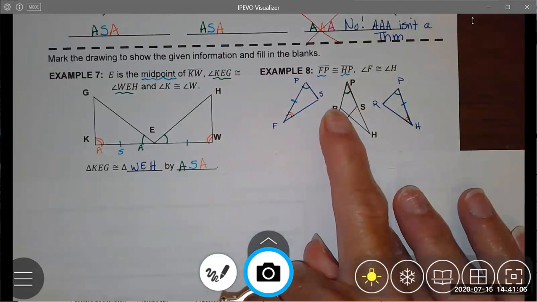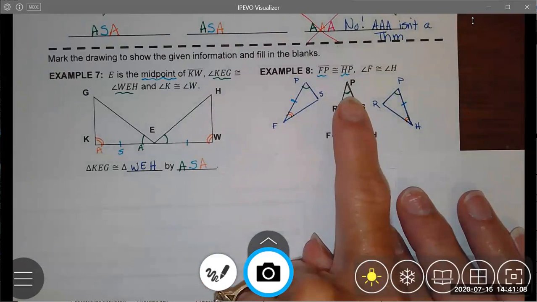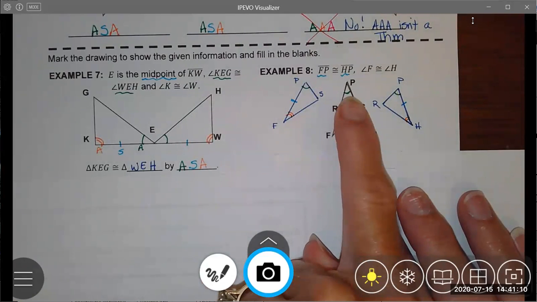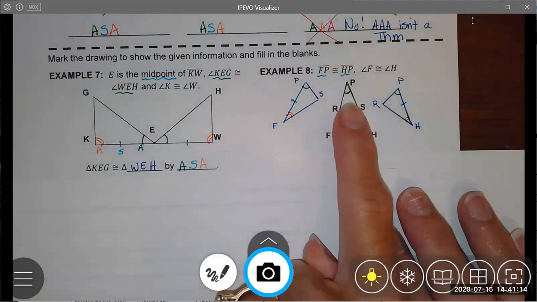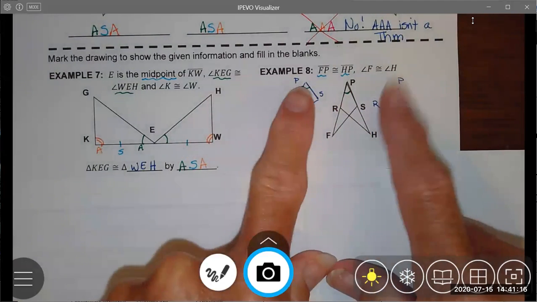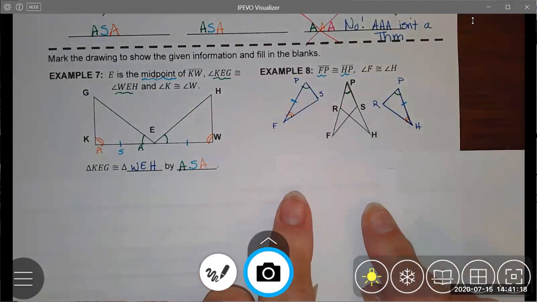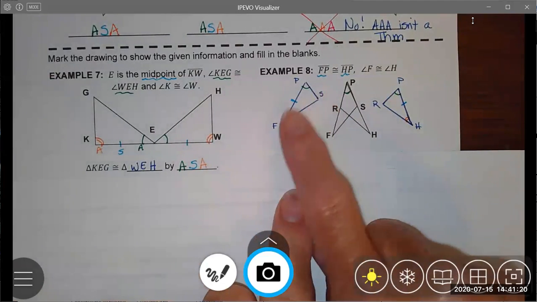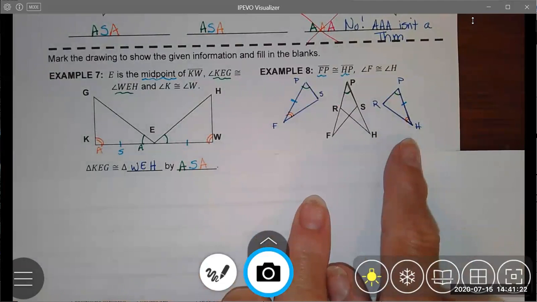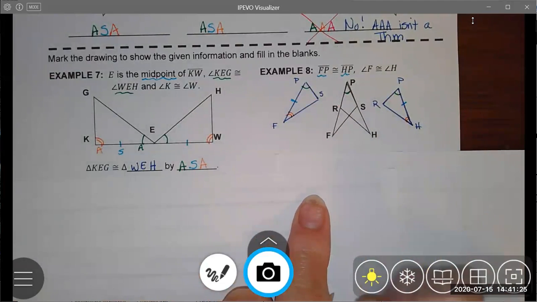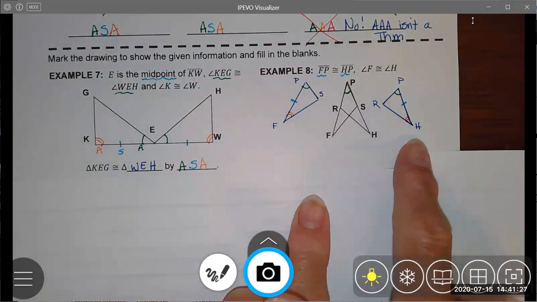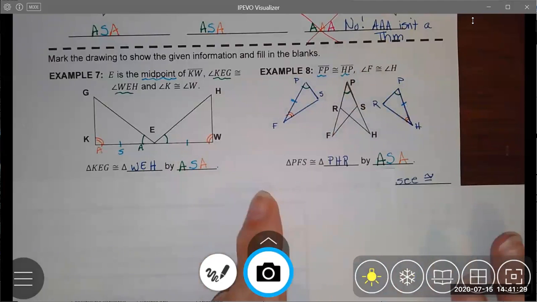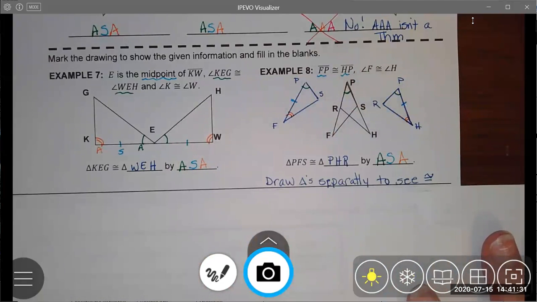And if I draw those independently, then it's easier to see that angle P is congruent to itself. That would be the reflexive property. It's the same angle in both triangles, and I can see that again when I draw my picture separately. I was given that FP is congruent to HP. I was given that angle F is congruent to angle H. And because angle P is congruent to itself, I can say these triangles are congruent by angle, side, angle.